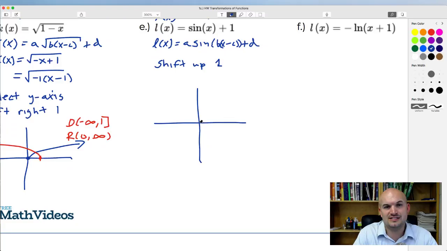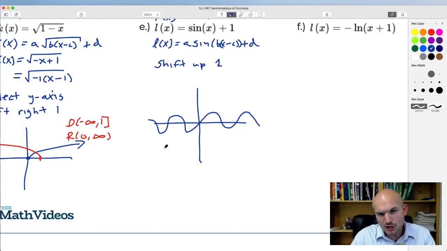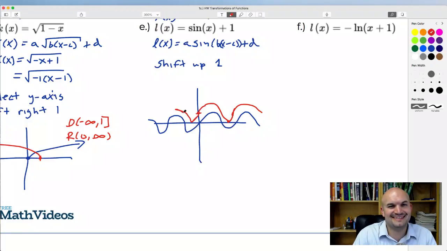So sine of x continues in this pattern. It's a nice little wave graph, all right? That's a really bad sine graph, but hopefully you get the idea. If I am going to be shifting this graph up, I'm basically just going to graph the same graph here and follow like that. This is really harder than I thought it was going to be.